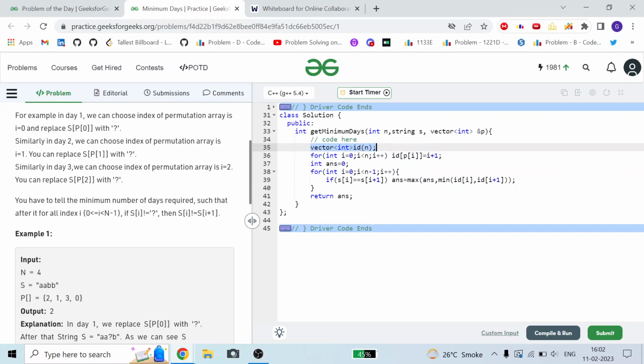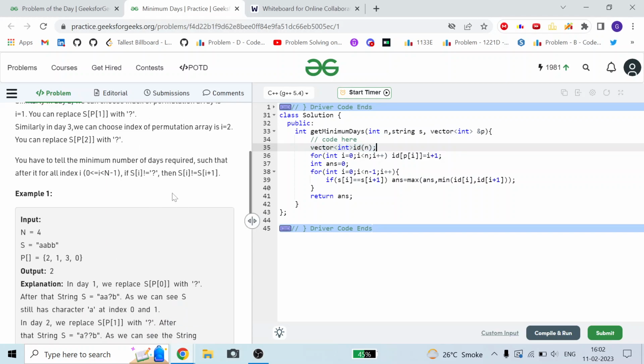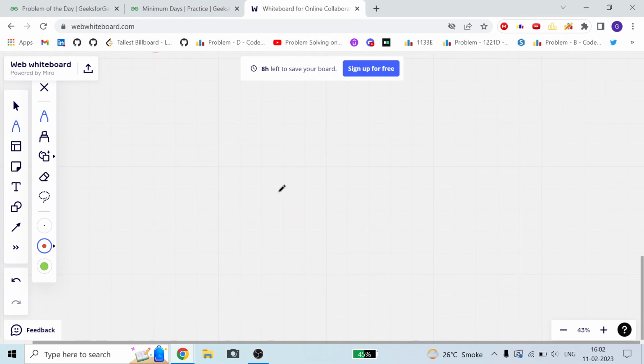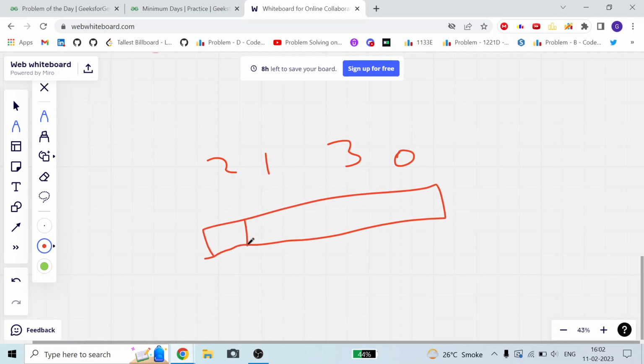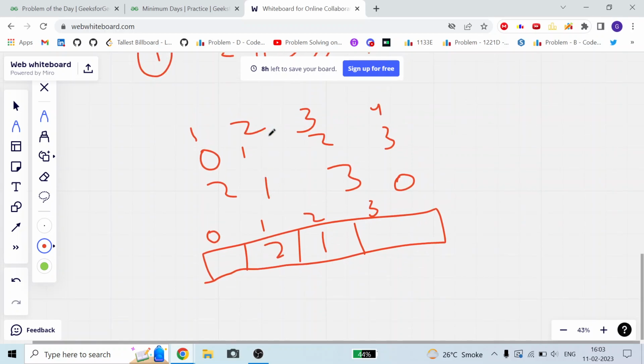So what I will do, I will take an ID, because now what I am going to store in my ID, like 2 3 1 0 given to me. Now for converting to question mark, I will take a vector of size n. This is 0, this is 1, this is 2, 3, this is my vector ID. Now here vi will store 1. What is 1 means? For changing to, I need to wait for 1 day. Its index 0, 1, 2, 3, and waiting period is 1, 2, 3, 4. At 1 I need to wait for 2 days, at 3 I need to wait for 3 days, at 0 I need to wait for 4 days.